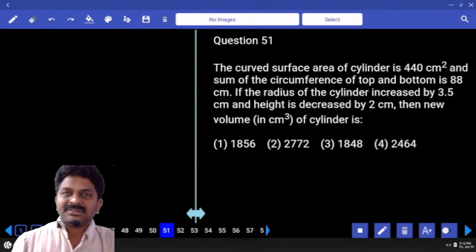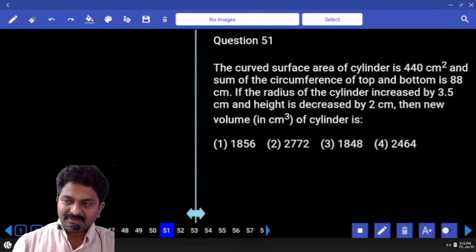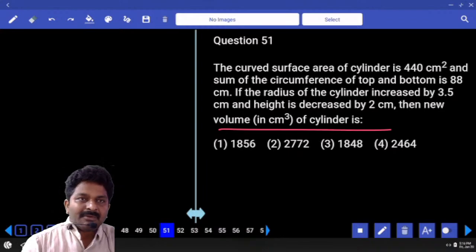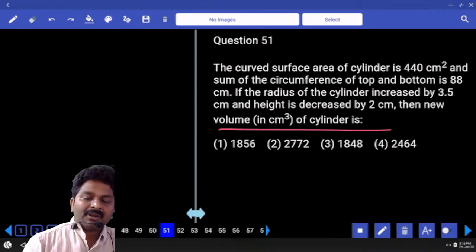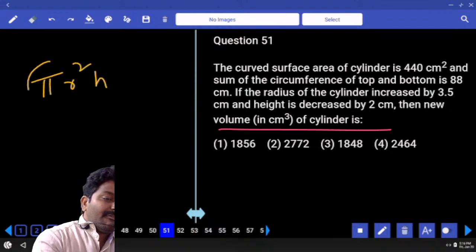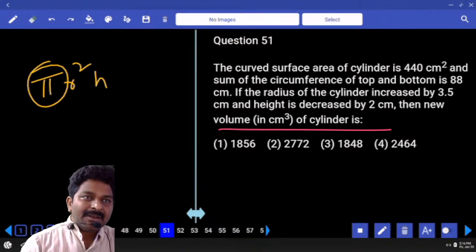So this question is from areas and volumes. I'll directly go to the question. What is it that you are asked to calculate? We were asked to calculate the volume of the cylinder. Right, volume of the cylinder formula is pi r square h. Whenever pi is there, the answer must be a multiple of 11.